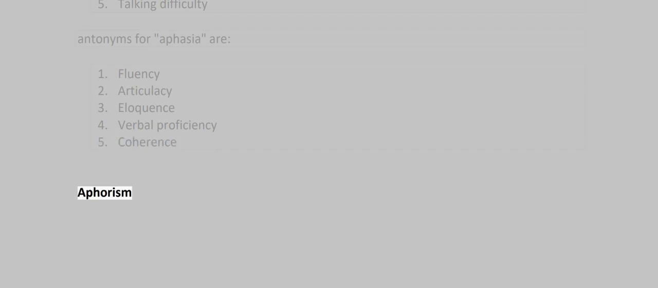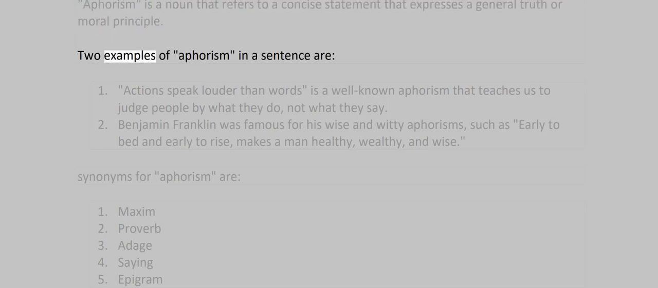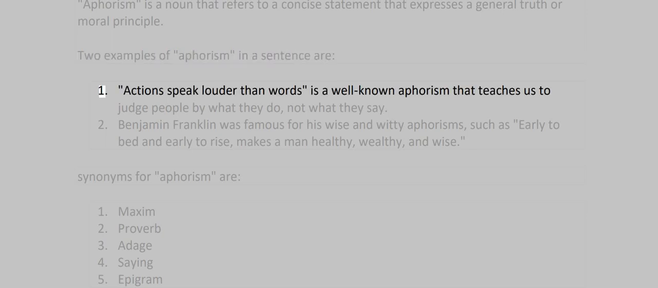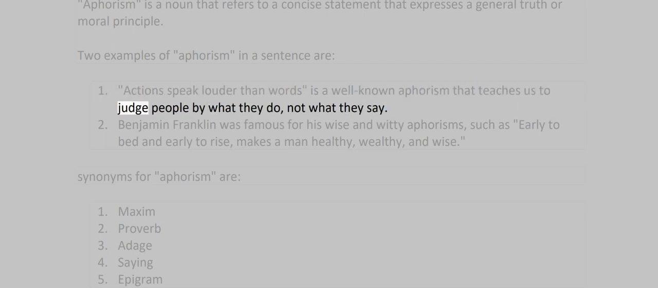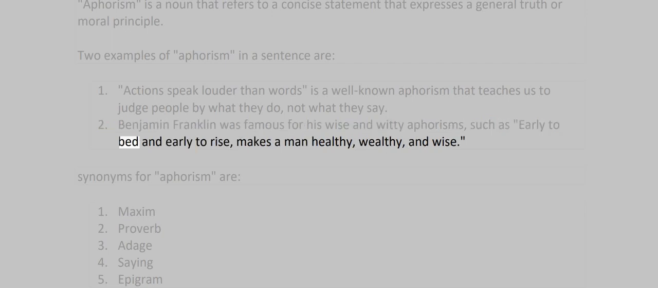Aphorism. Aphorism is a noun that refers to a concise statement that expresses a general truth or moral principle. Two examples of aphorism in a sentence are: 1. "Actions speak louder than words" is a well-known aphorism that teaches us to judge people by what they do, not what they say. 2. Benjamin Franklin was famous for his wise and witty aphorisms, such as "early to bed and early to rise makes a man healthy, wealthy, and wise."